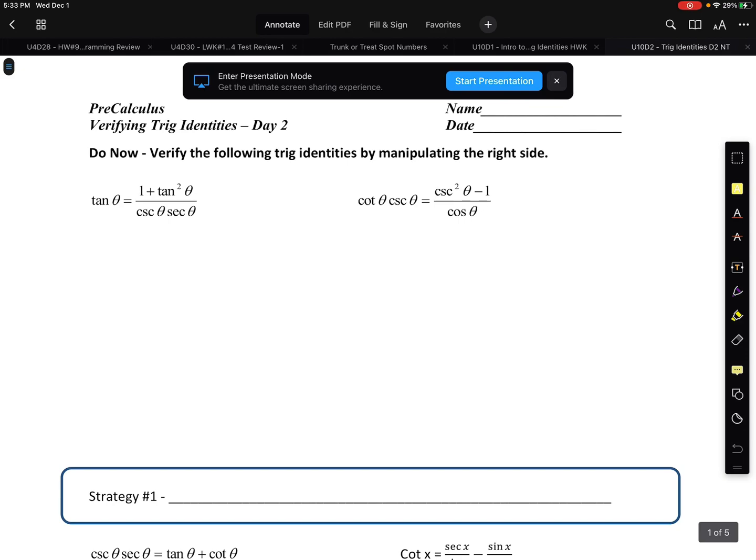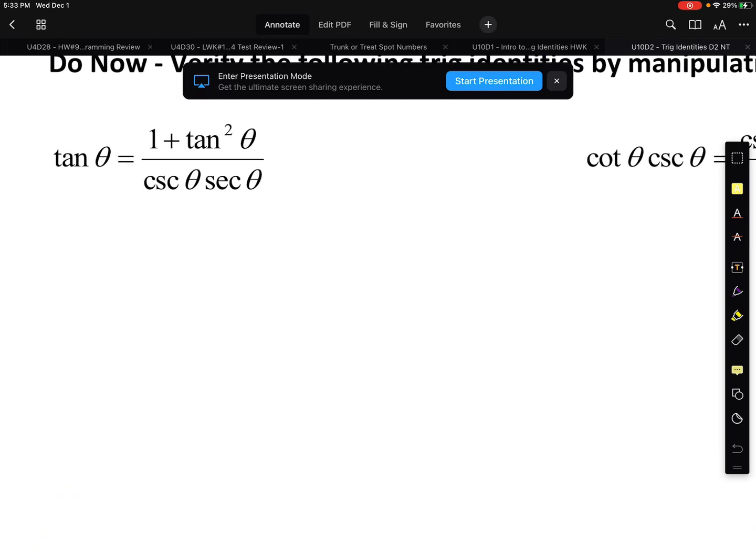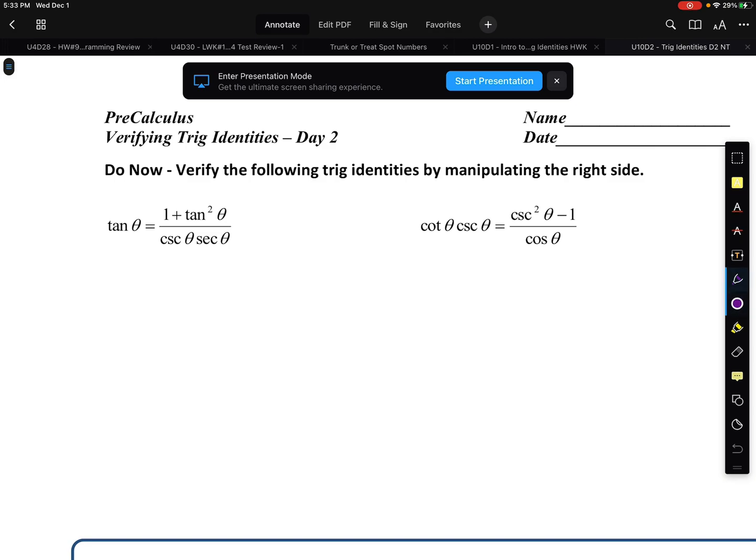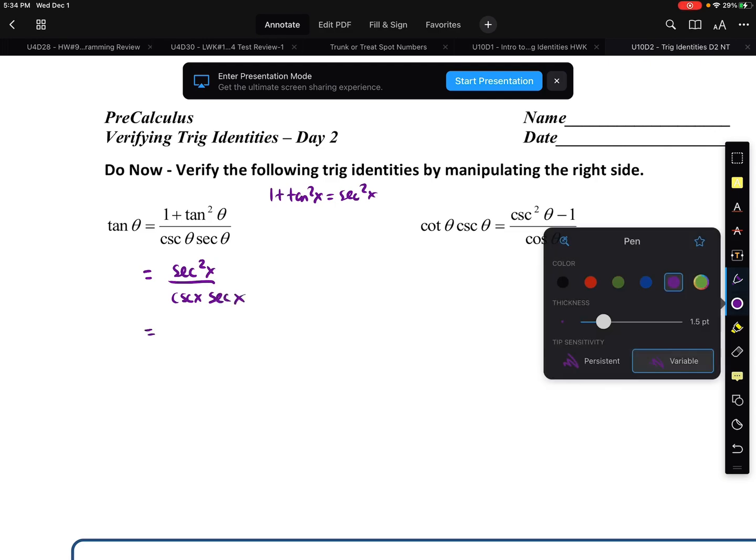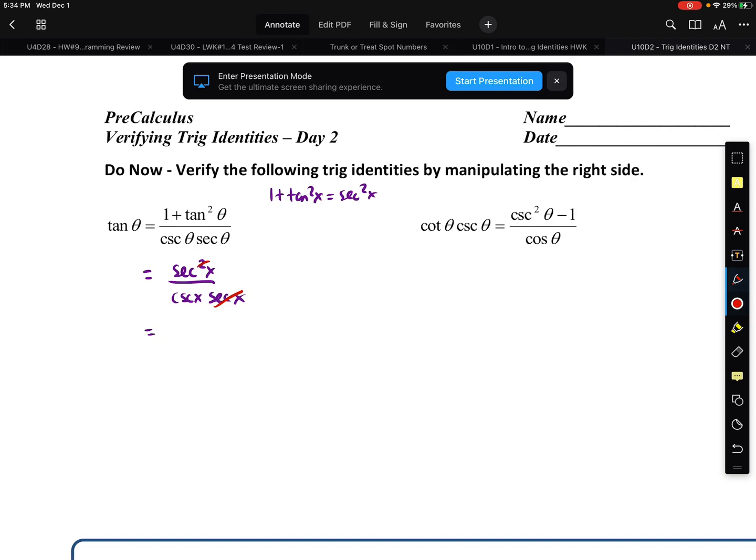All right, so look at the do now. Just talking through some ideas. So I see this problem here. I know I've got my identity rule going on. My first identity rule is 1 plus tan squared x equals secant squared x. So I can make my numerator secant squared x over cosecant x secant x. All right, fantastic. With this done, cancel, cancel. So now I have secant x over cosecant x.